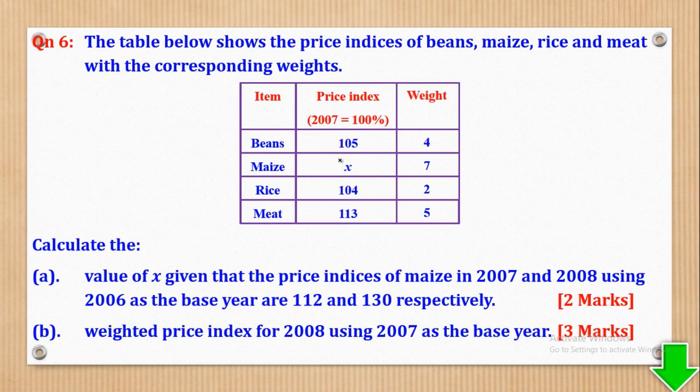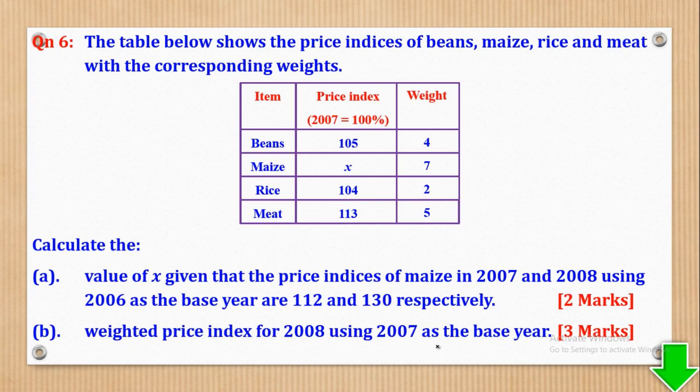That is the first thing to note, because sometimes it can be only a ratio, price of the current year over price of the base year, or it can be price of the current year over price of the base year multiplied by 100. So you should be keen with that. Then calculate part A, the value of X given that the price indices of maize in 2007 and 2008 using 2006 as the base year are 112 and 130 respectively. Then part B, weighted price index for 2008 using 2007 as the base year.